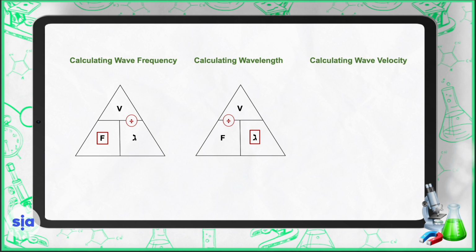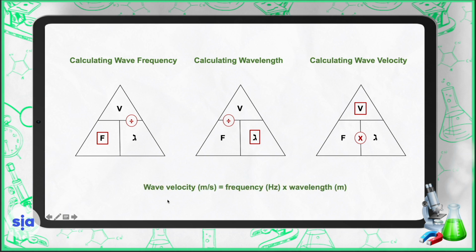And finally, if we want to calculate the wave velocity, it equals the frequency times the wavelength. From this, we can find the wave velocity as the frequency times the wavelength.